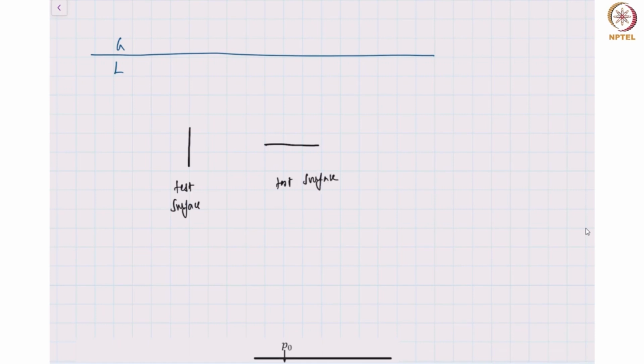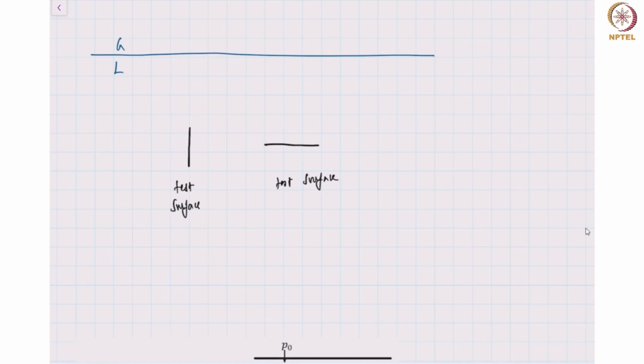Now, these two surfaces, I've shown one to be vertical, one to be horizontal. There is a good reason for it. I've drawn the liquid gas interface to be largely horizontal. But when you're in the bulk, the orientation of the test surface does not matter. Because you have a large number of molecules on all sides of this test section, there is isotropy, and therefore the pressure itself will eventually turn out to be an isotropic quantity in the bulk.